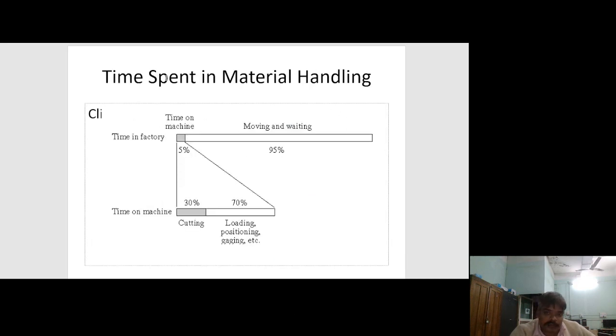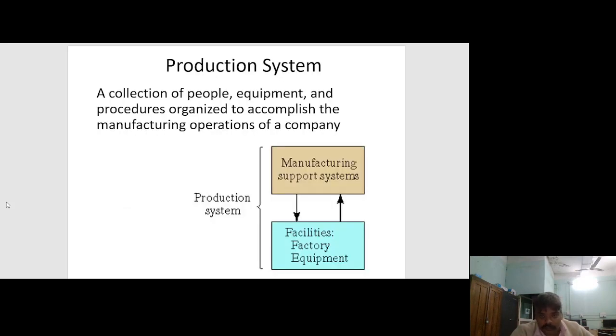This is the time spent in material handling. During the manufacturing process, if time on the machine is 5%, then 95% of the time goes into moving and waiting. This is the situation inside the factory. Next, time spent on the machine: of that 5%, 30% goes into cutting and 70% into loading, positioning, etc. So this is the time spent in material handling during the manufacturing process.